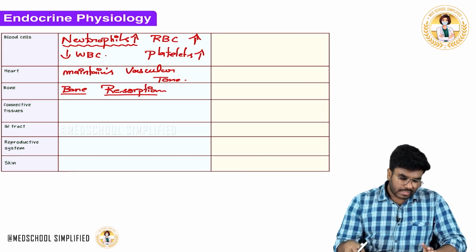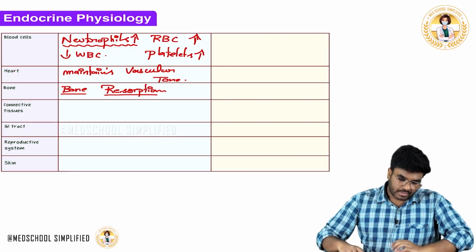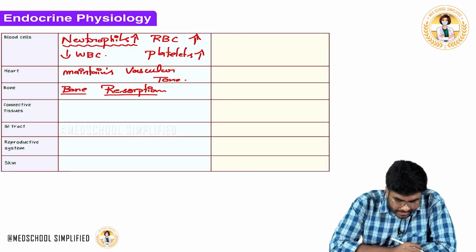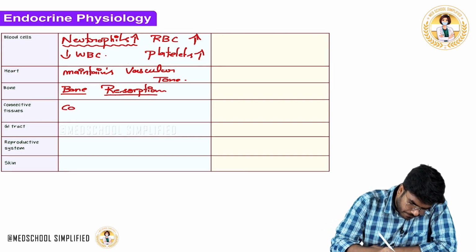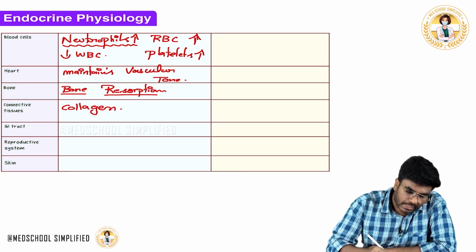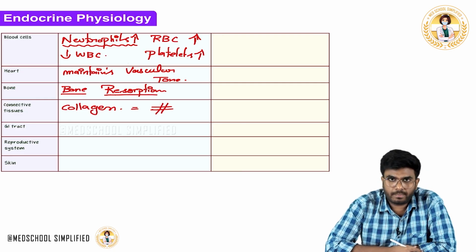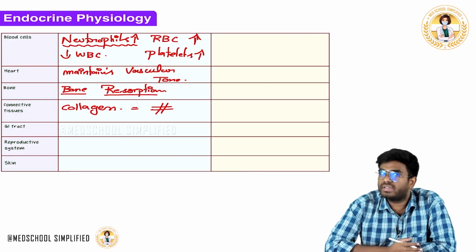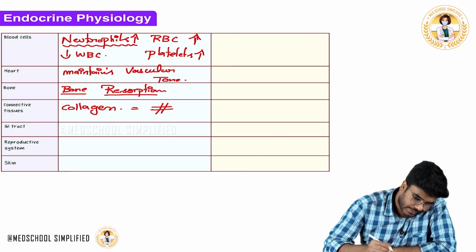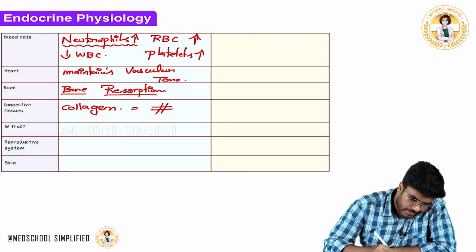Okay, done. Now, what is it doing to the connective tissues? Especially, I want to talk about the collagen. Collagen is there in the connective tissues, and that collagen is getting broken down. Because of that, what will happen, we'll discuss later. On the GI tract, cortisol in the stomach will increase the acid production.